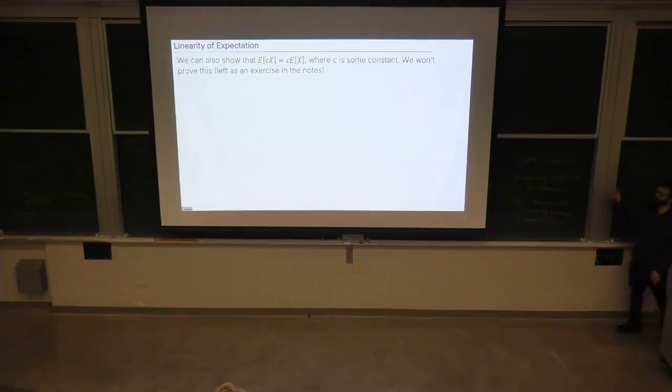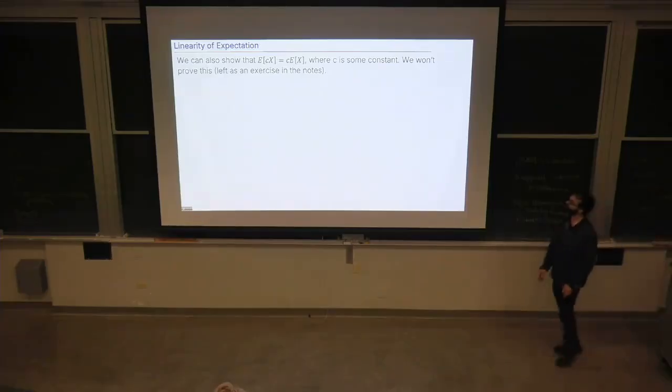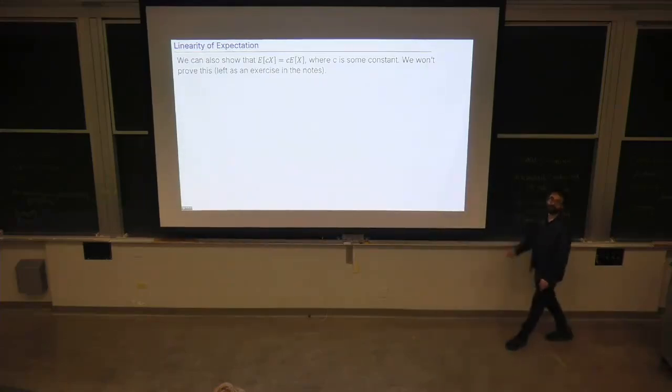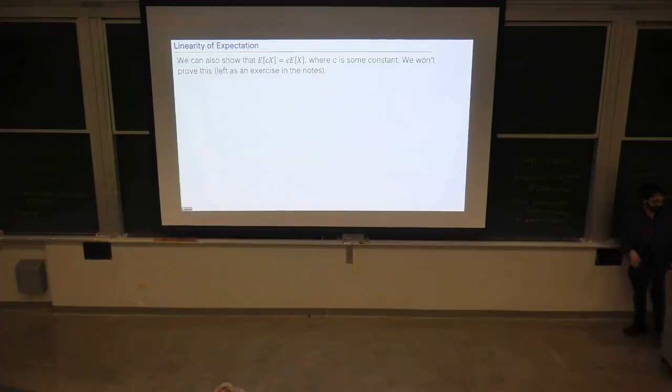We can also show that there's another piece of the puzzle, which is that if I take a random variable and I just multiply it by c, where c is a scalar constant, then the expectation of c times x will give us c times E[X]. That's an exercise in the notes, so I'll leave it that way.